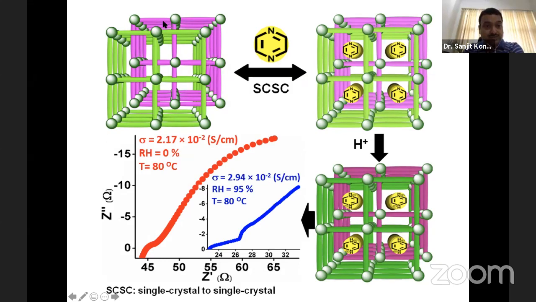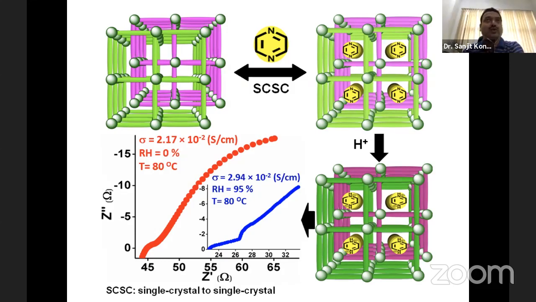So this was my framework. Now I put the pyrazine. So now I have pyrazine inside the cavity in this right hand top picture. Now when I expose it to H plus, different inorganic acids, it forms a salt inside, a pyrazinium salt. Now these pyrazinium salts by nature form extensive hydrogen bonding. Now when they form extensive hydrogen bonding, you do not need to give even high humidity.